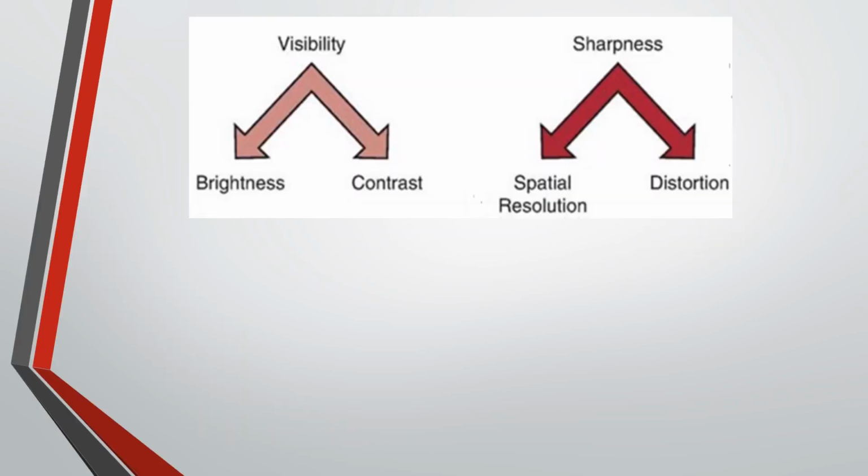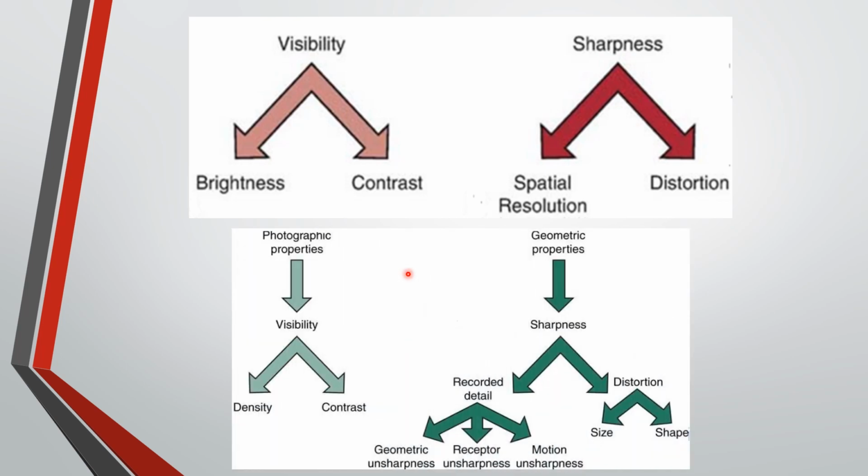We learned about what makes up the digital image in the last video, which was lesson 5 of this series, image properties. And we discussed spatial resolution, sharpness, and distortion. Now we can expand this slightly and look at factors that play a role in creating the final image. So we expanded to visibility, which are like photographic properties, into density, which is just the brightness, and contrast, and geometric properties, which is like the sharpness of the image.